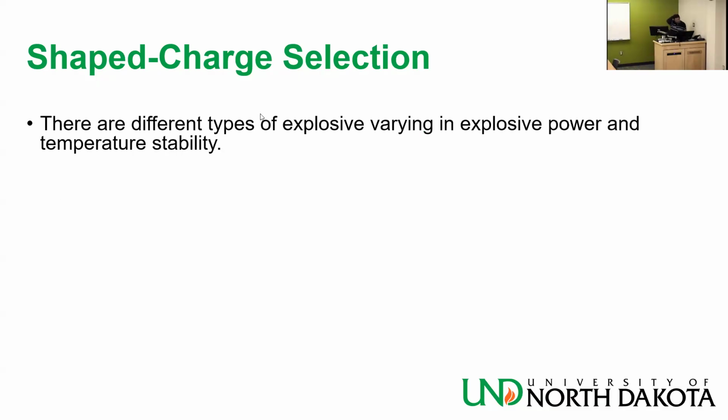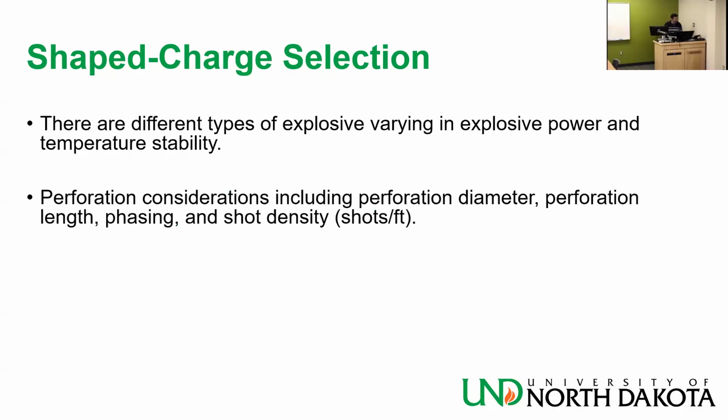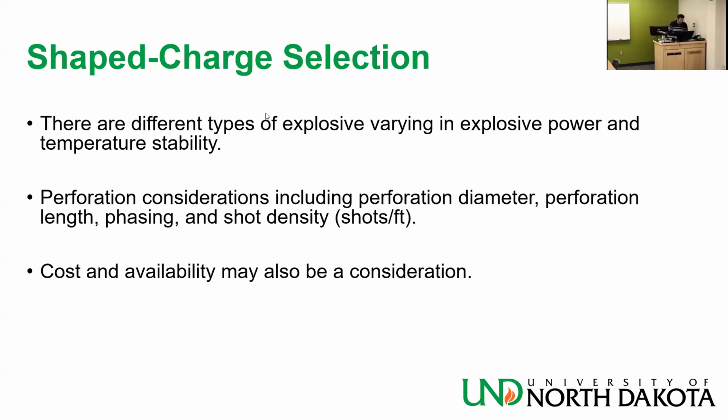There are different types of explosives varying in explosive power and temperature stability, obviously. Perforation considerations include perforation diameter, length, phasing, and shot density. These are all things that you can play with to either mitigate a certain outcome that you don't like, or trigger something that you would like to see, etc. Cost and availability may also be a consideration.